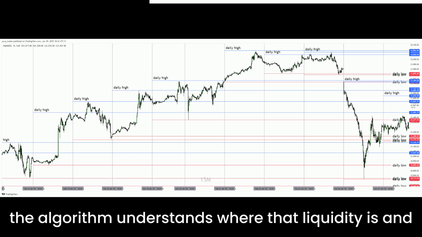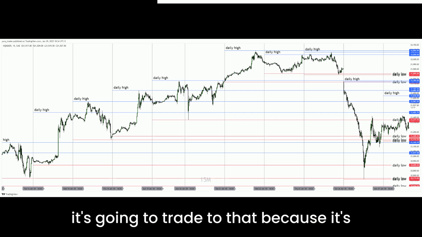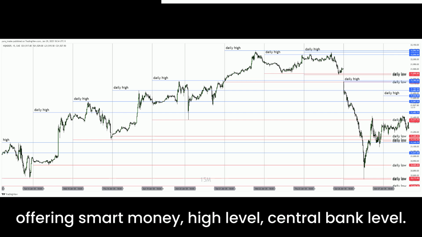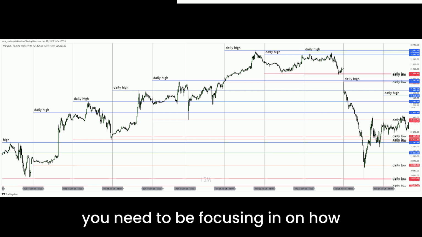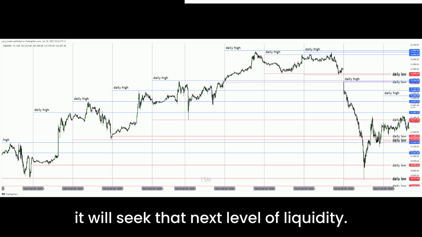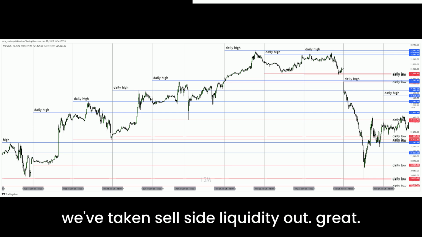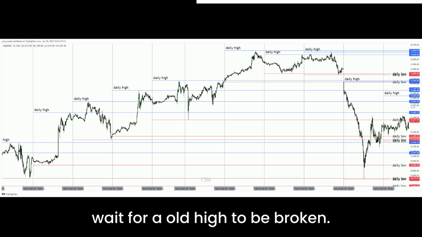The algorithm understands where that liquidity is, and it's going to trade to that because it's offering smart money, high level, central bank level. When the market changes its state of delivery, you need to be focusing in on how it will seek that next level of liquidity. We've taken sell side liquidity out. Great. Wait for an old high to be broken.